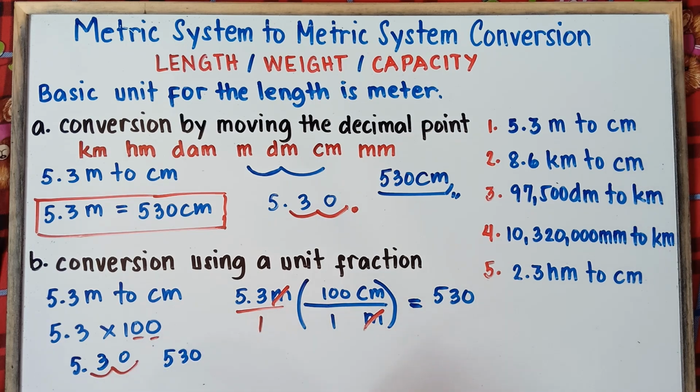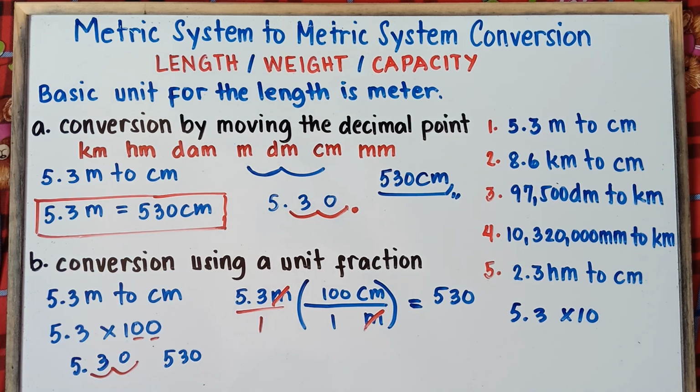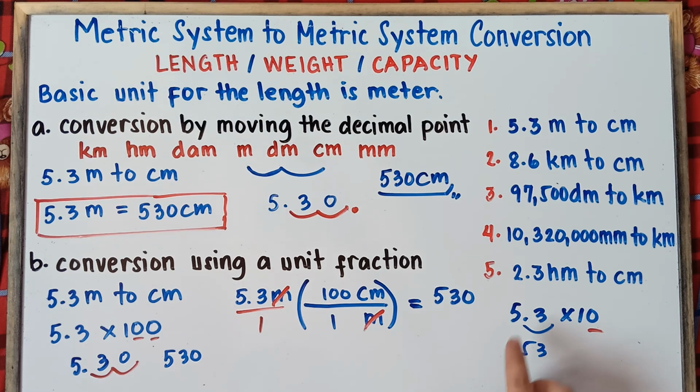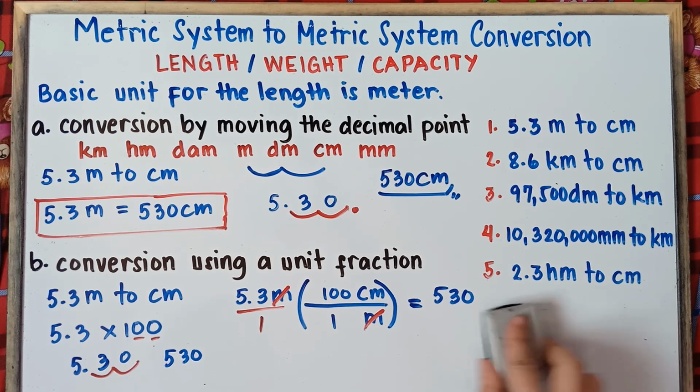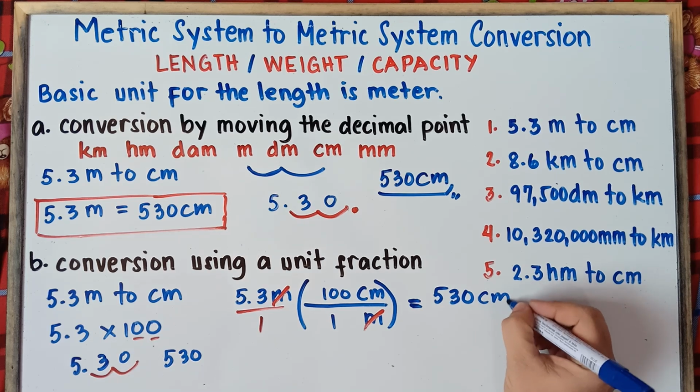If you're multiplying by 10, 100, or 1000, simply count the number of zeros. Example, 5.3 times 10. So how many zeros, class? We only have 1 zero, therefore simply move 1 unit going to the right. So the answer is 53. Simple as that, class. Alright, and then do not forget the unit, centimeters.